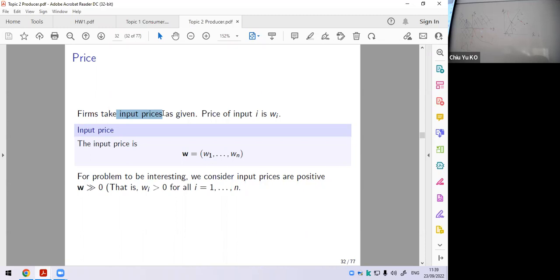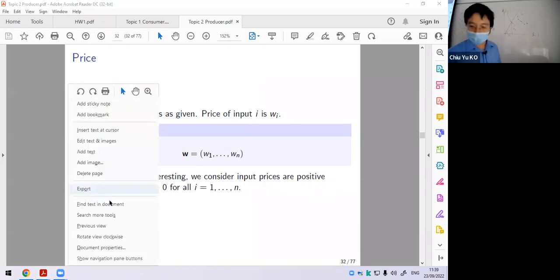Okay. Now, to make our life easier, we make all the prices positive, right? That makes sense, right? Nothing is free. This is the input world. We assume that. And I follow the notation in the textbook. If you write double bigger than, it means every element is bigger than. Okay, to make our life easier.